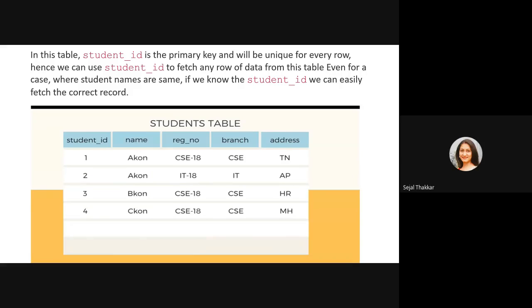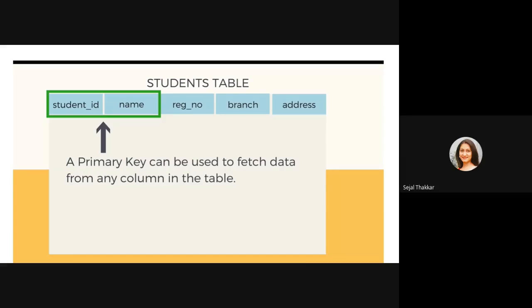So I have one table, student, which has student ID, student name, registration number, branch, and address. So here student ID is a primary key, which is going to be unique for every row. So from the student ID, we can fetch any row, any data from the table, right? So this is the primary key. Using this, you can get all the details of the particular student. From your enrollment number, I'm going to get all the details. So student enrollment number or student ID is my primary key. The primary key can be used for fetching the data from any column in the table.